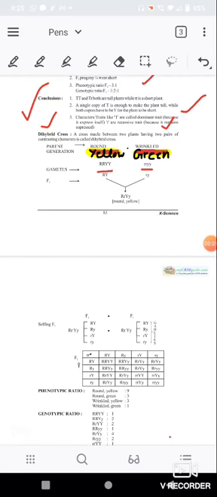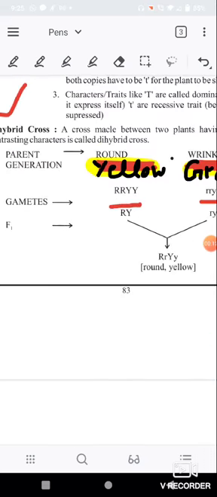Students, today in this module I am going to discuss the topic dihybrid cross. It is a part of chapter Heredity and Evolution, class 10th. So let us begin with the dihybrid cross.